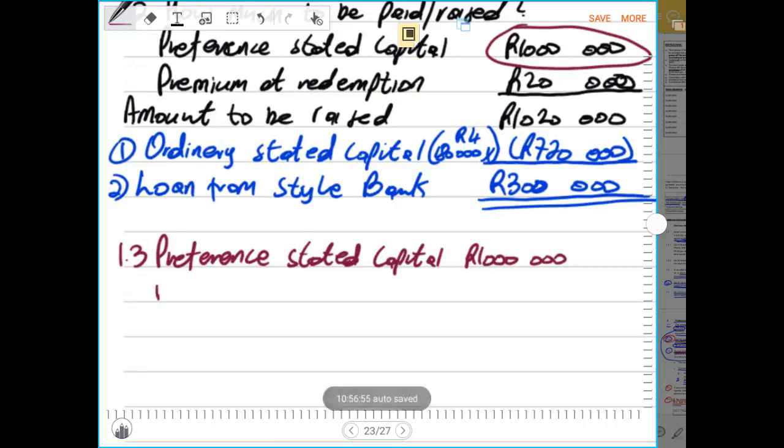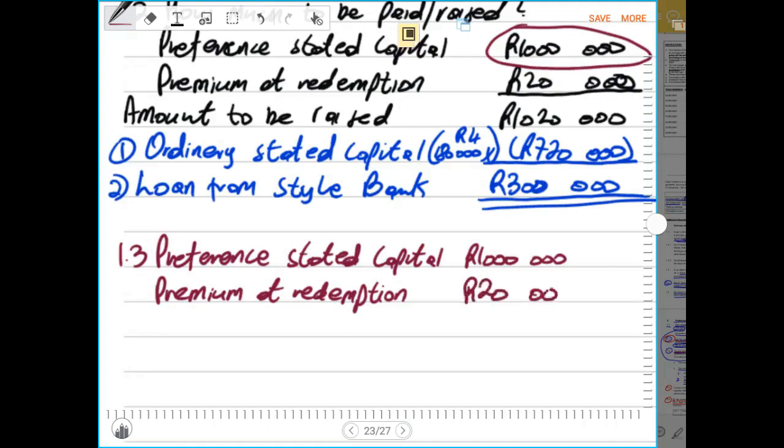Then after that we debit premium at redemption. This is more or less an expense, and we know that expenses increase on the debit side, because this is the top-up amount that we pay above the capital. Any amount you pay above the capital will obviously be an expense. In the case of a bank, this would be interest expense, but we just call it premium when it comes to shares. And the premium, we have seen, is 20,000 rand.